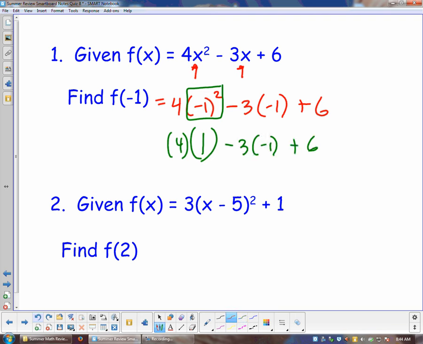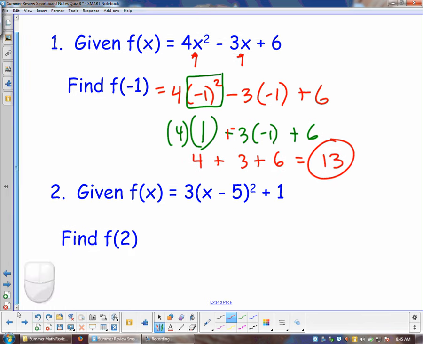Well, you can think of this as plus a -3, so I get 4 times 1 is 4, and a -3 times a -1 is a +3, so I have 4 plus 3 plus 6, which ends up giving me 13. All right. And at this point, let's take a look at example 2.